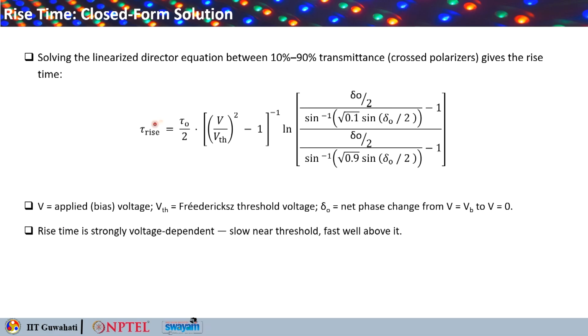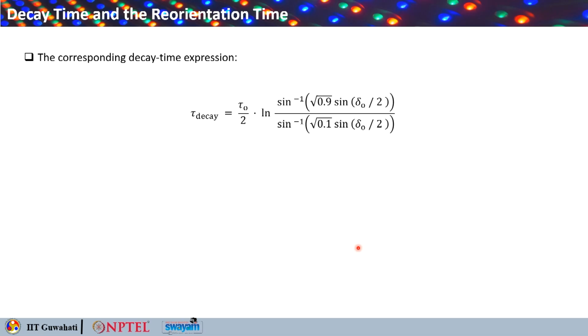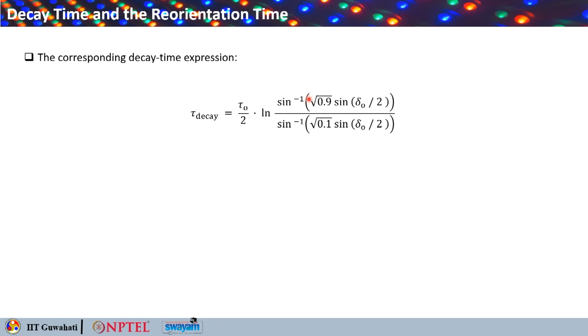One observation is that rise time is strongly voltage dependent, and it is slow near the threshold and very fast well above it. Similarly, you can also obtain the decay time expression. Here the numerator will be 90%, since from 90% you are coming down to 10% for the calculation of the decay time. So tau decay will be tau naught by 2 ln sine inverse of square root of 0.9 sine delta naught by 2 divided by a similar thing, just with square root of 0.1.